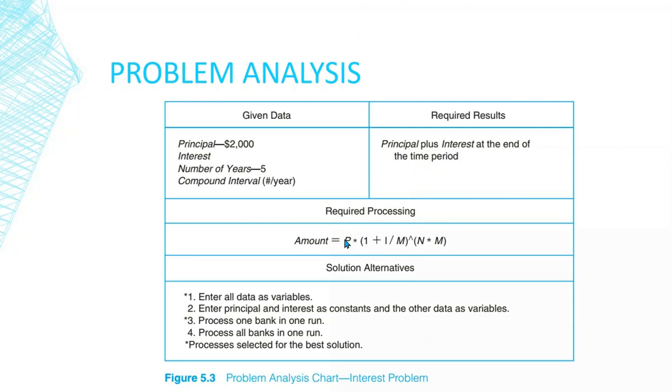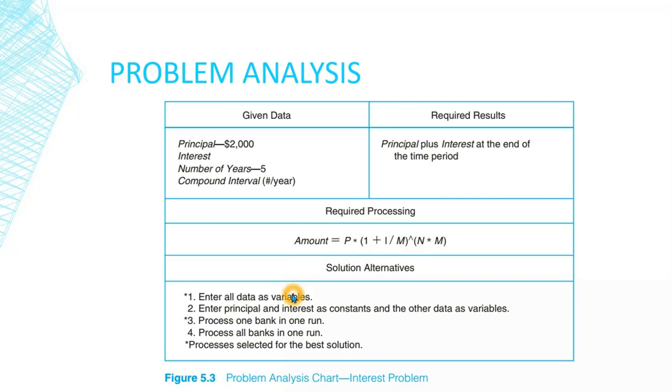So what's the required processing? Required processing is this equation. The amount will grow with this equation that we explained before. البرنسبل اللي هو الرأس مال الأصلي multiplied by 1 plus اللي هو سعر الفائدة I divided by how many times we will add the profit to the original amount, to the power how many years multiplied by m.